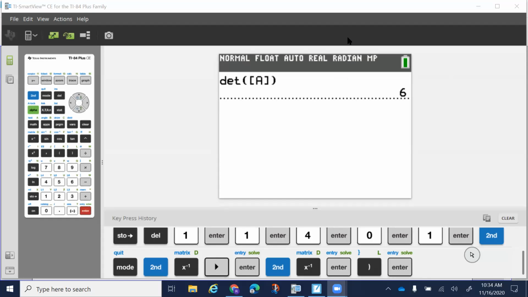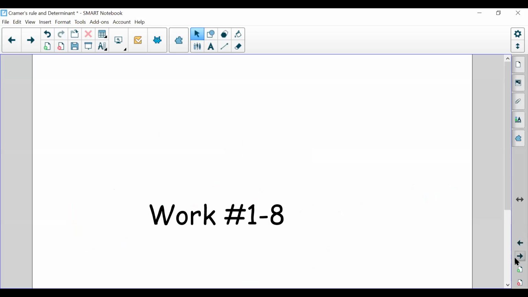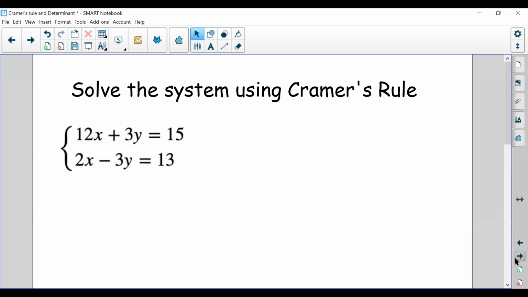All right, now there are many applications of matrices and determinants. In fact, linear algebra does a lot of this if you ever take that course. But we're going to talk about a few. And this next one we're going to talk about is another way to solve systems of equations. And this is called Cramer's rule.